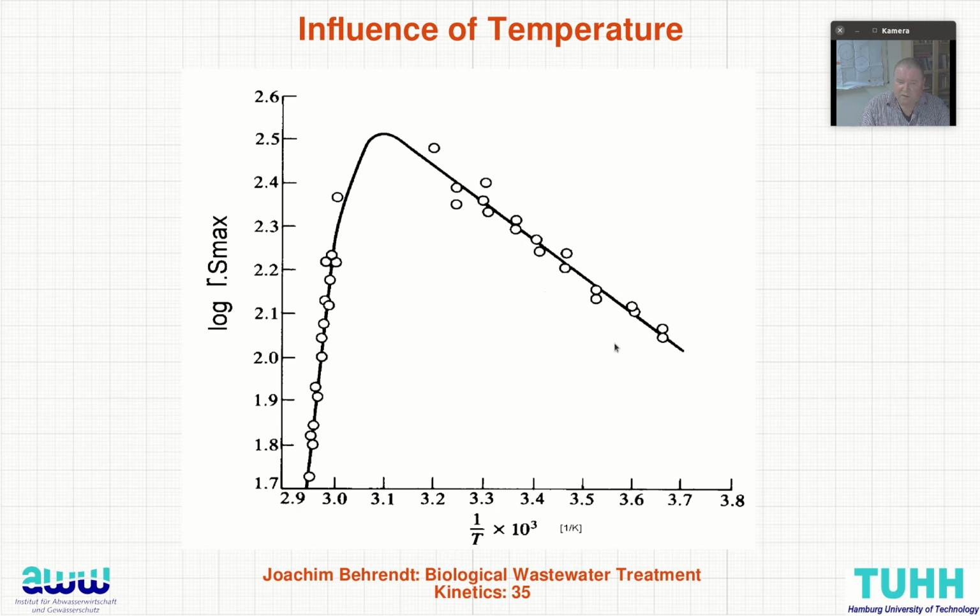Here is a typical sketch. Normally the temperature is sketched as a reciprocal, and then in the logarithmic scale of rS it should be a straight line. The temperature goes up in this direction because the reciprocal becomes smaller if the temperature becomes higher. And this is what we are expecting from the Arrhenius equation, and we see normally after a special temperature the uptake rate drops down very dramatically. This is what we are observing.